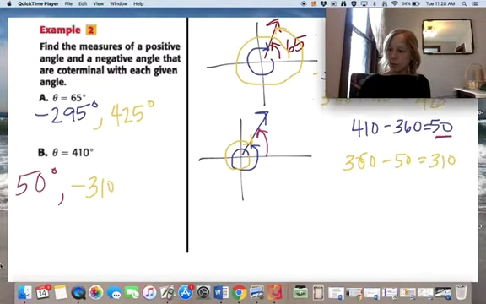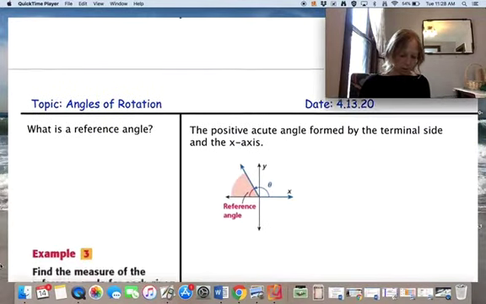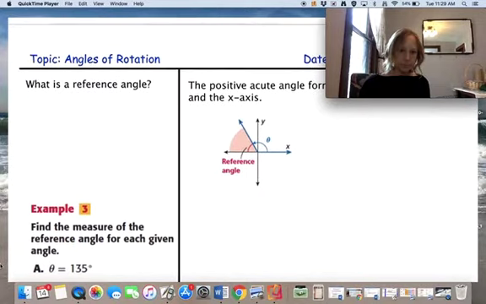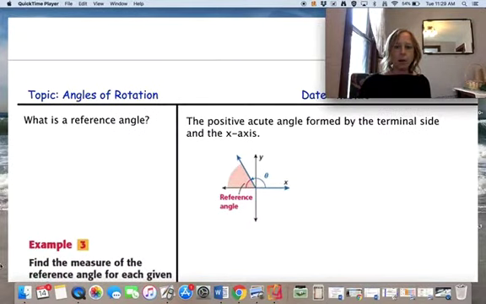All right, we're going to do one more type of example before we take a pause and switch to a second video. These are called reference angles. Reference angles are going to be the positive acute angles formed by the terminal side and the x-axis. So notice those keywords. It's positive, it's acute, and it's touching the x-axis. We're going to check for that every single time.